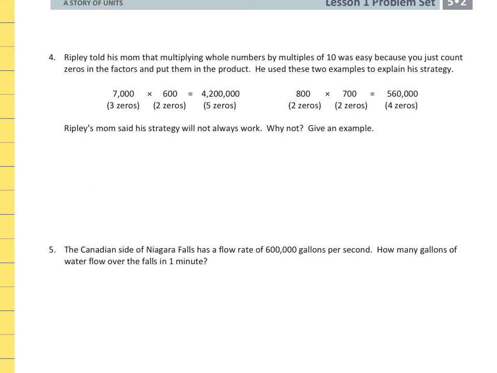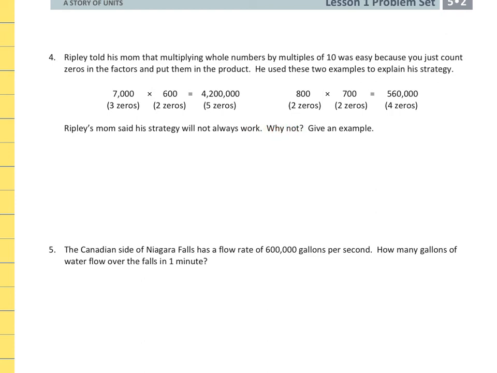So this is correct. So it looks like Riley has two problems that actually prove that his theory is correct. But then his mother comes in and says, you know what? Your strategy, Riley, will not always work. Why not? Give an example.